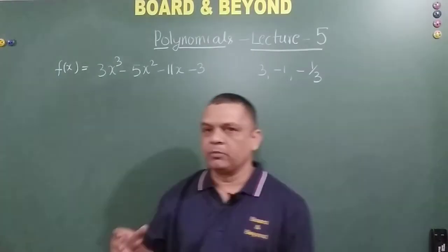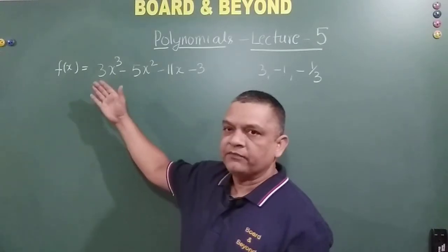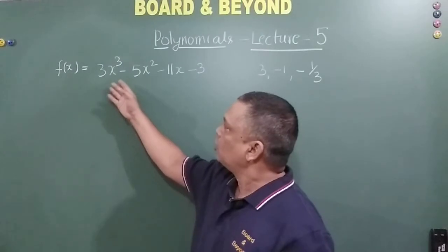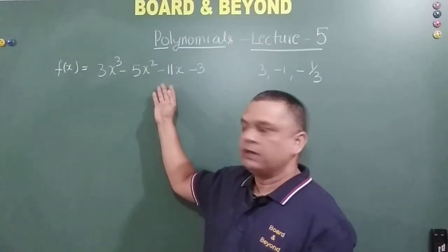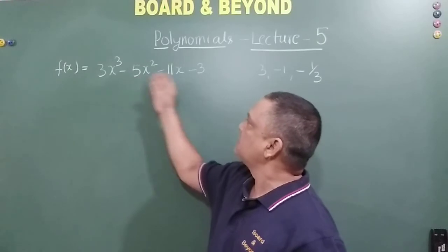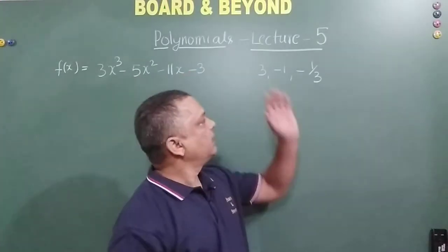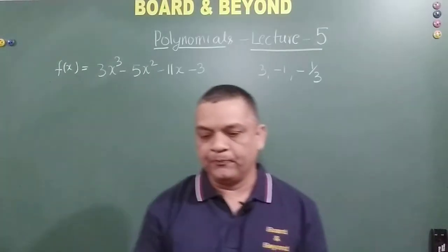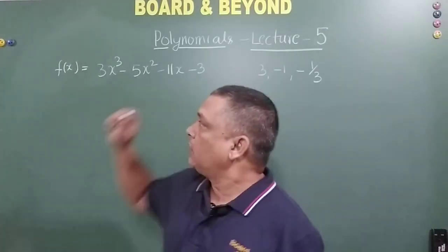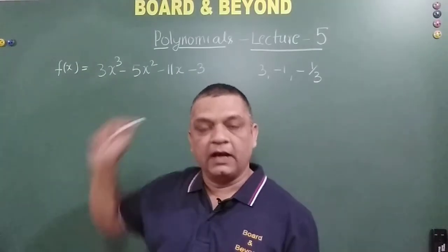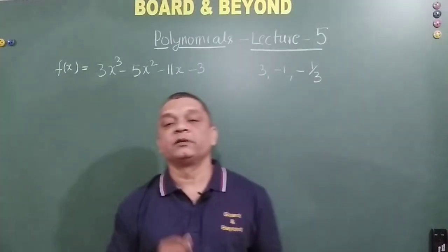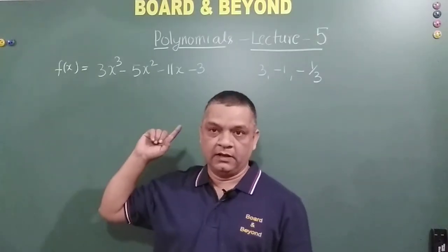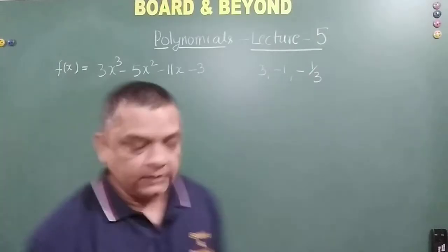We left it with the problem that if f of x is equal to this cubic polynomial in x, and these three are the roots which are given to us, we need to prove that these are the three roots, and then establish the relationship between the roots and the coefficients for this polynomial. Okay, so let's do it.